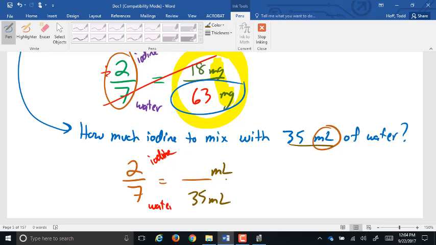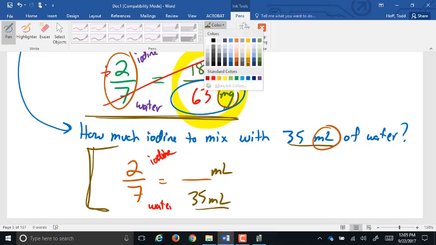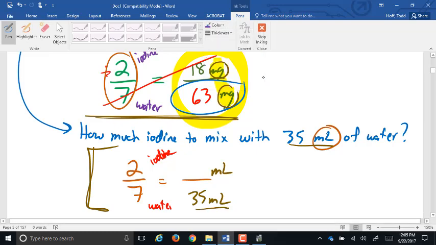That is a good question. That can be confusing. So up here, because one of the measurements was given in milligrams, the other one came out in milligrams. Down here, since one of the units was given in milliliters, the other one is going to be in milliliters. 2 times 35 is 70. Divided by 7 is 10. So it'd be 10 milliliters.